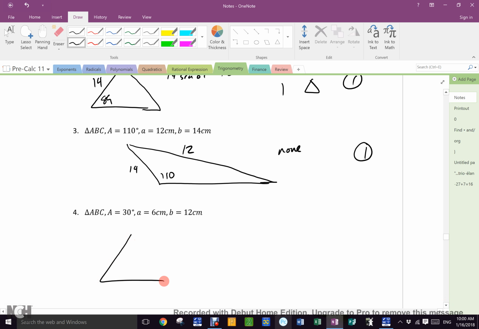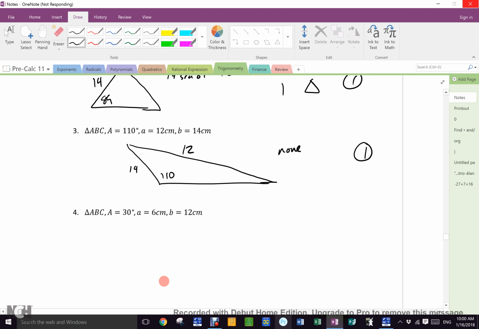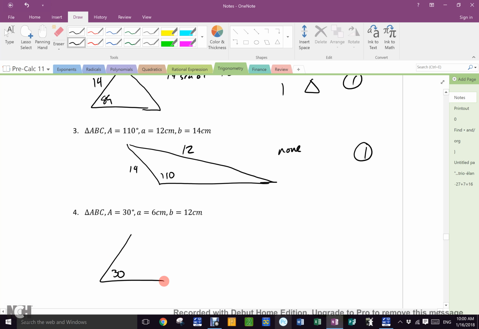And number 4. A is 30. A is 30, b is 12. 12 sine 30 equals 6. a is 6, so how many triangles? 1. One right angle triangle for 1 mark.